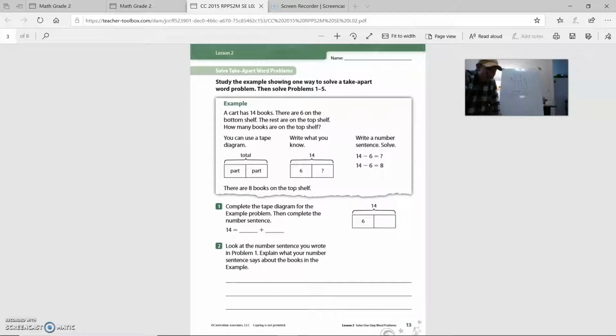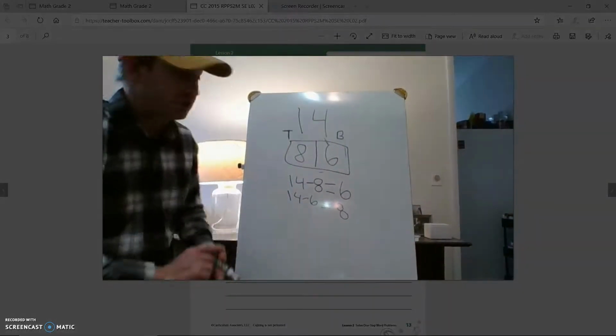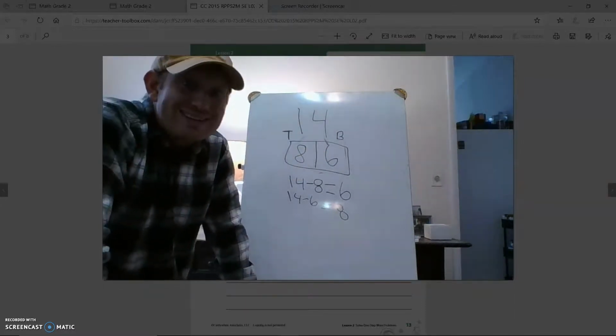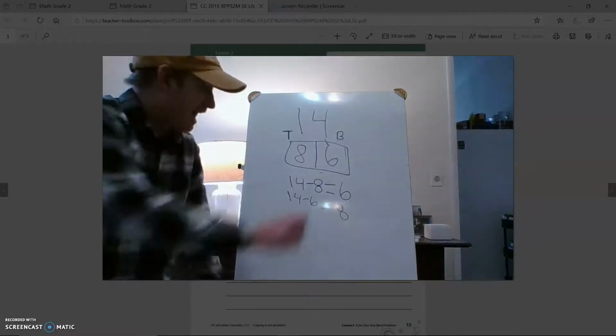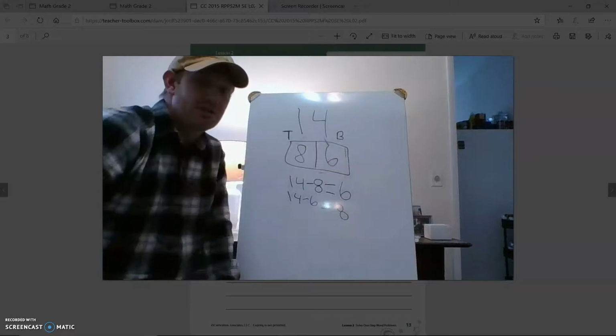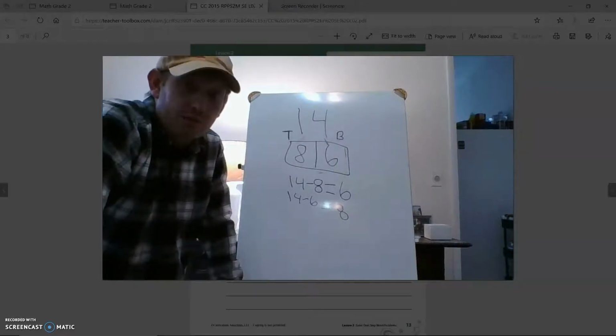But in our packet, it asks us for addition problems. Number 1 says, complete the tape diagram for the example problem, then complete the number sentence. Well, they've already given you the tape diagram, and we have just completed our tape diagram. So now we can find the addition sentence. So we have our subtraction, 14 minus 8 and 14 minus 6. Now we need to do our addition problems.